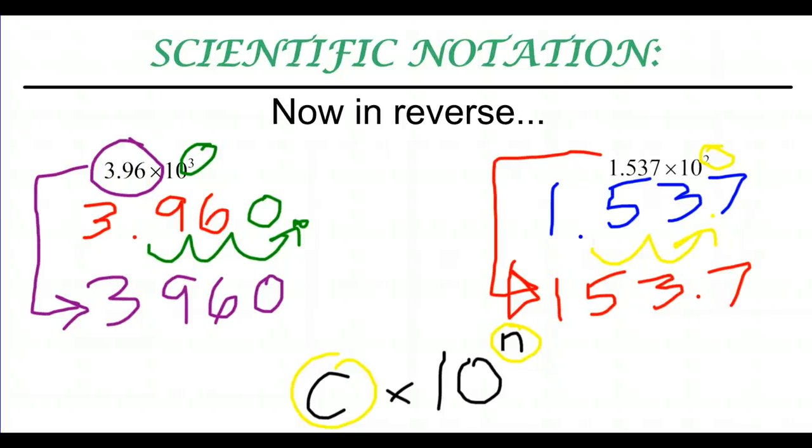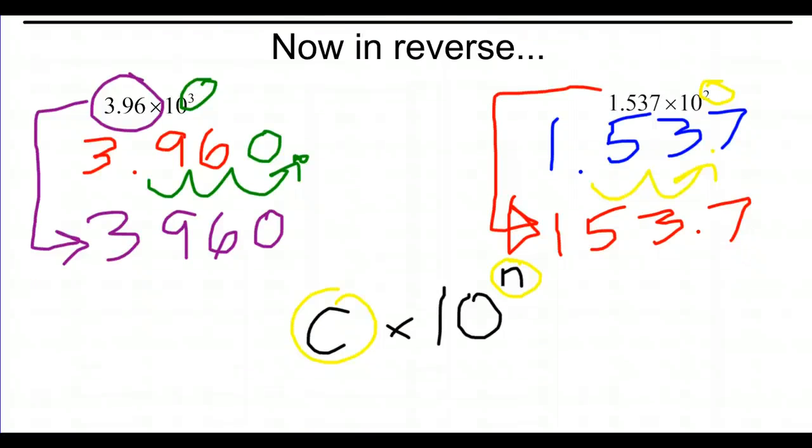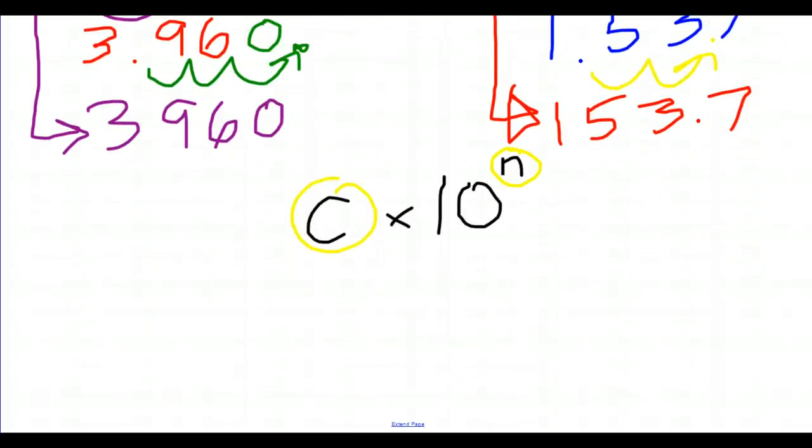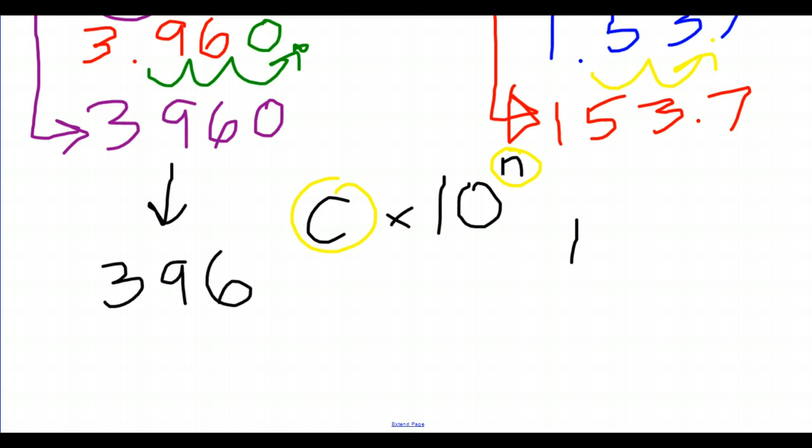So first, when we're looking at these two numbers, we need to make sure we know what digits we need. Now for 3,960, we need the digits 3, 9, and 6. And for 153 and 7 tenths, we need 1, 5, 3, and 7. So those are the digits that we need. Therefore, these are going to be the digits contained within our c.